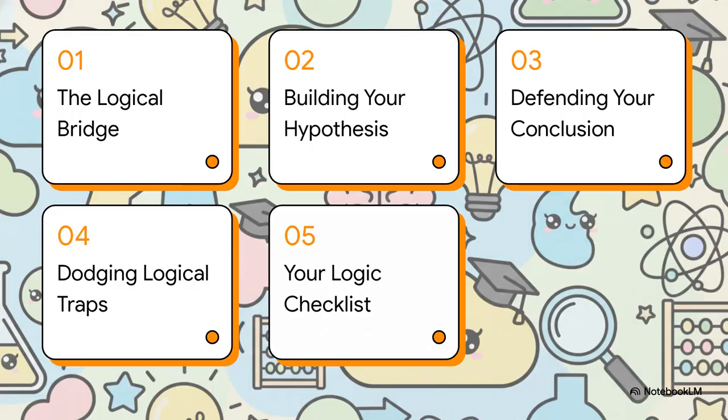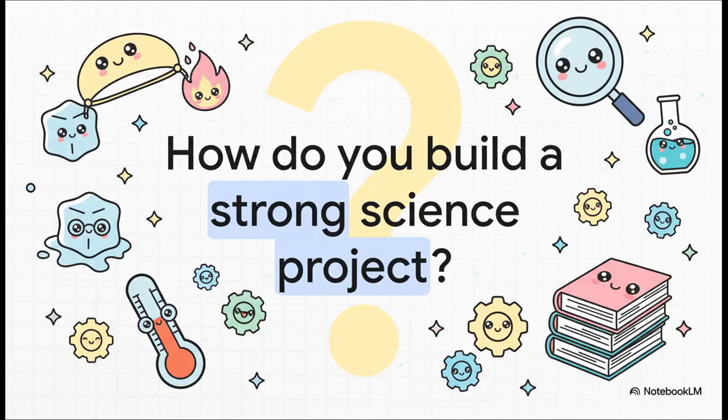Let's dive in. So here's our game plan. First, we'll build something I like to call the logical bridge. Then, we'll use that bridge to put together a super strong hypothesis and, later, to defend our final conclusion. After that, we'll get into how to spot and dodge some really common logical traps. And to wrap it all up, I'll give you a simple checklist so you know your project is ready to go.